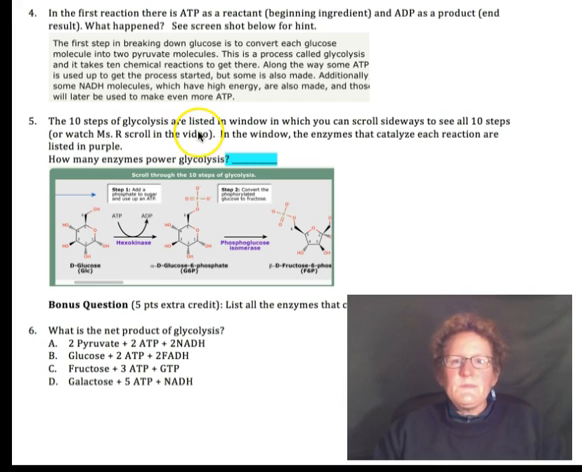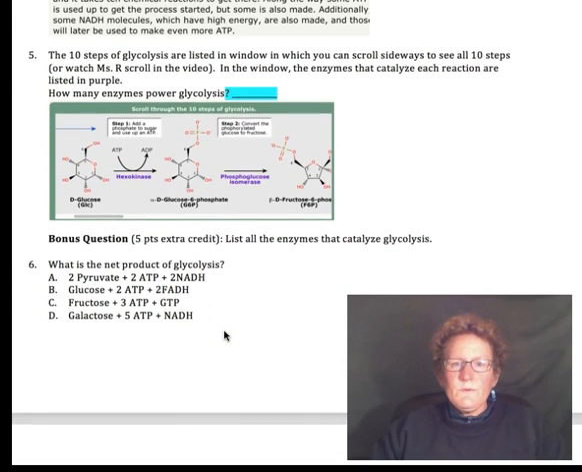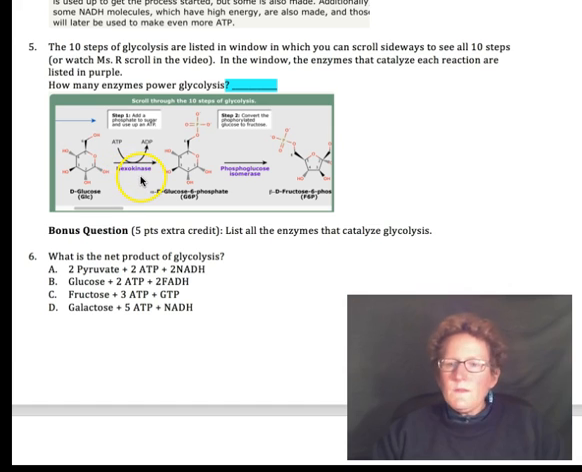The 10 steps of glycolysis we went through, we scrolled through one at a time to look for all the high energy molecules, and we also noticed that each step has its own enzyme. So that should help you answer number 5. If you want to go through and write down all of those enzymes by name in purple, you can earn some bonus points.